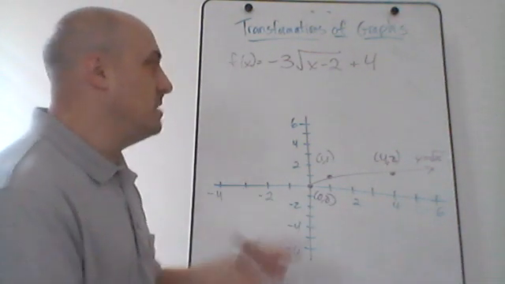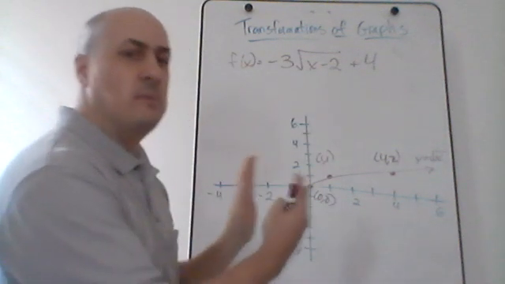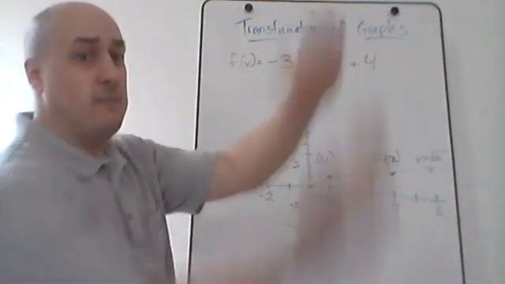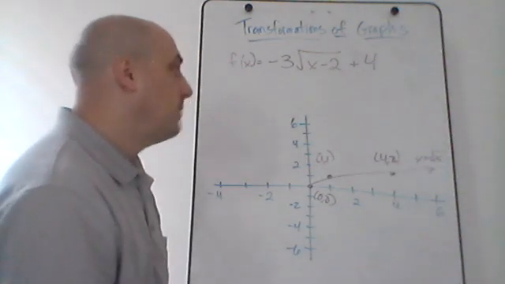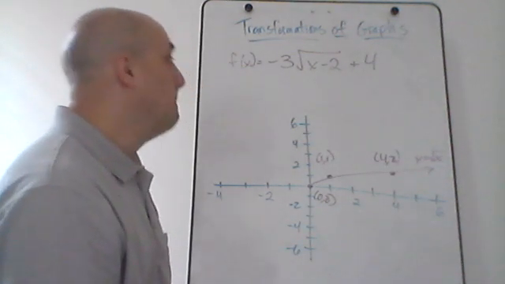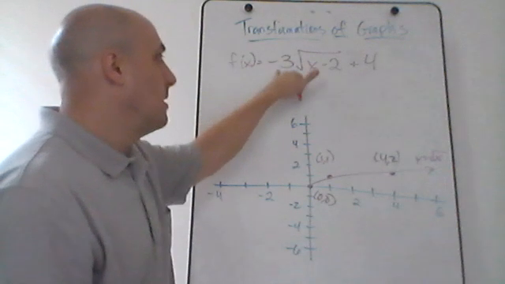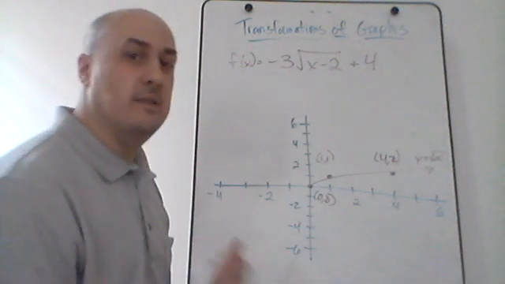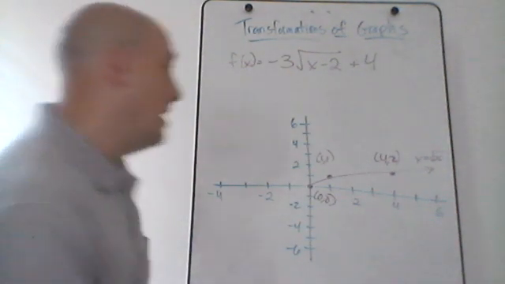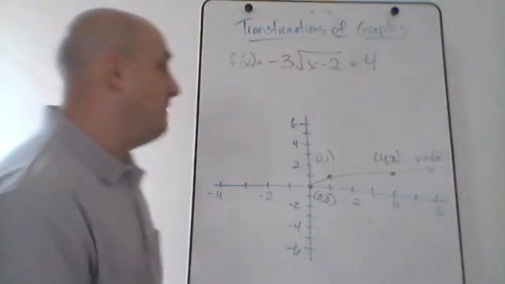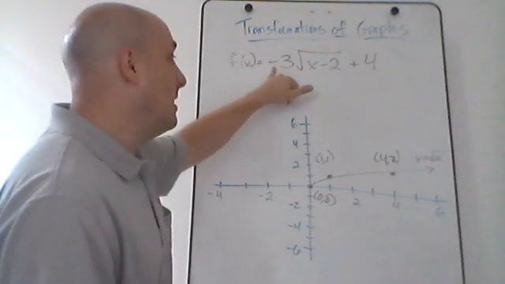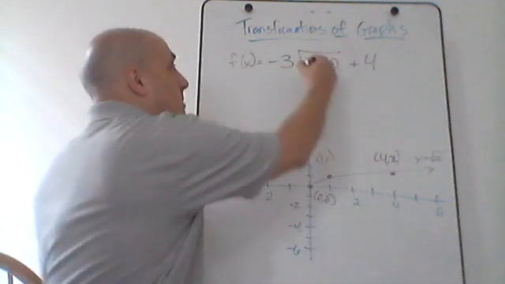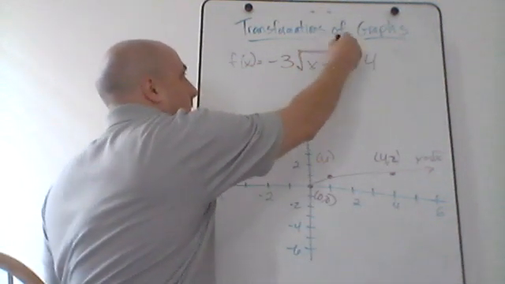Sometimes I've seen students move it over this way and up this way, and then when they flip it over, they flip it the wrong way, and it ends up in the wrong spot. So it's a good idea to do the stretching and shrinking and the reflections first, and then the other stuff after that. Let's identify all of the transformations that we have here. First off, we have a negative outside of my parent function, and the parent function is that square root there.